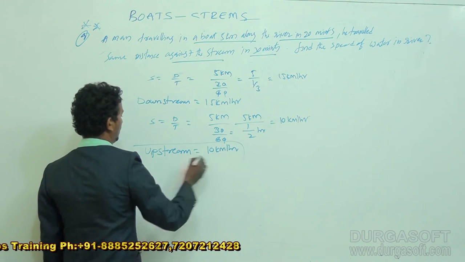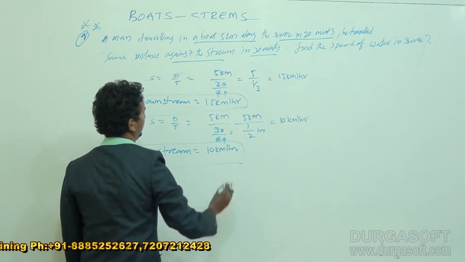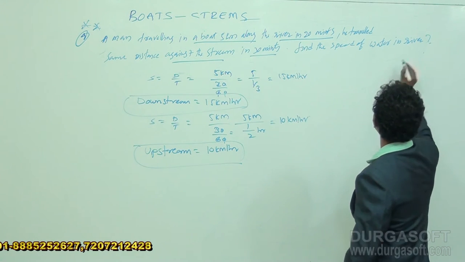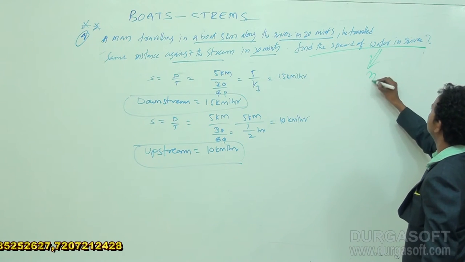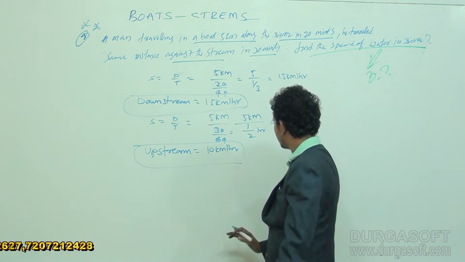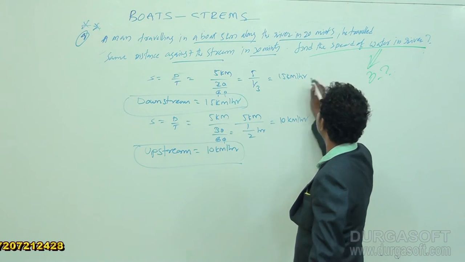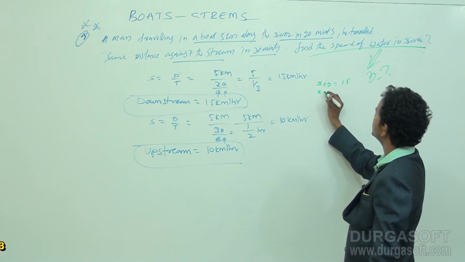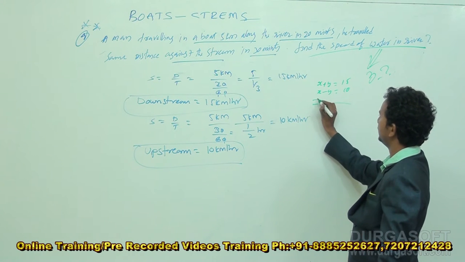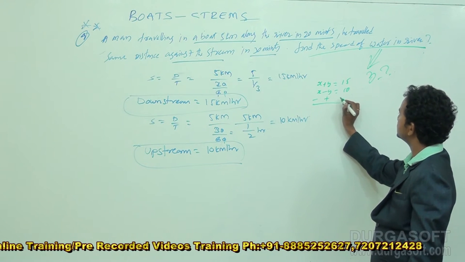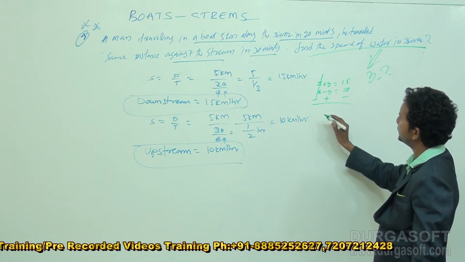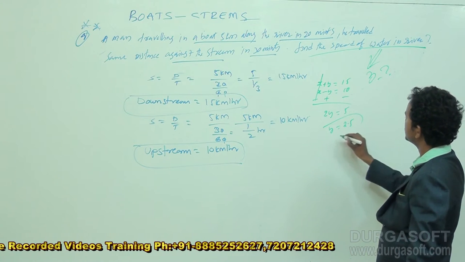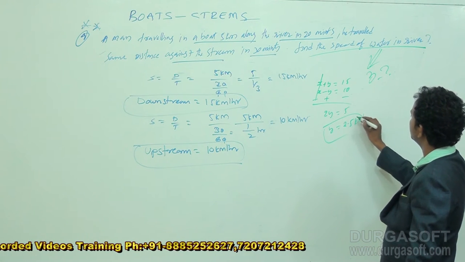So you know the upstream, you know the downstream. Then next you are finding the speed of the water, nothing but you are finding the y value here. Now x plus y is equal to 15, and x minus y is equal to 10. Adding them, x cancels, 2y is equal to 5, y is equal to 2.5. Speed of the water is 2.5 kilometer per hour.